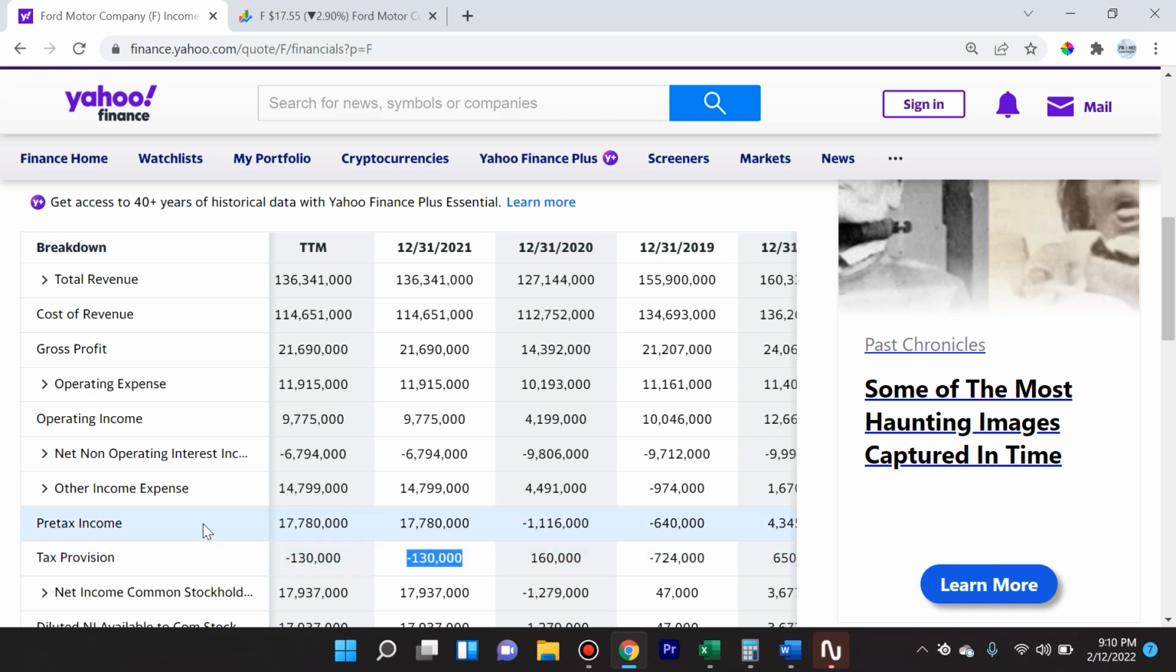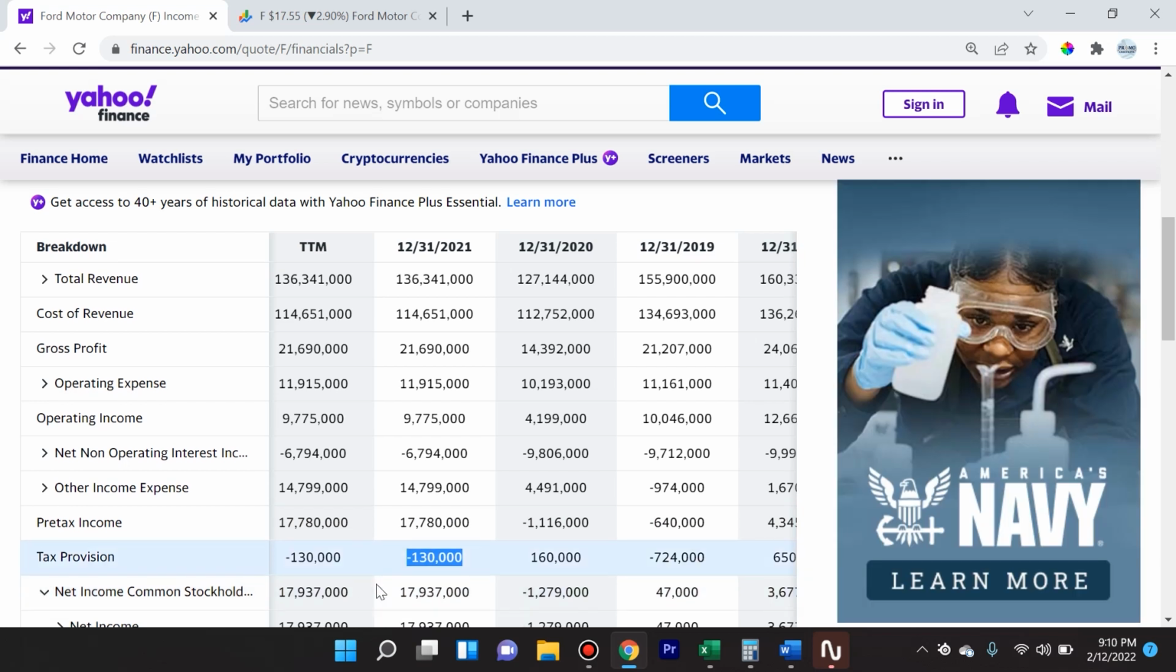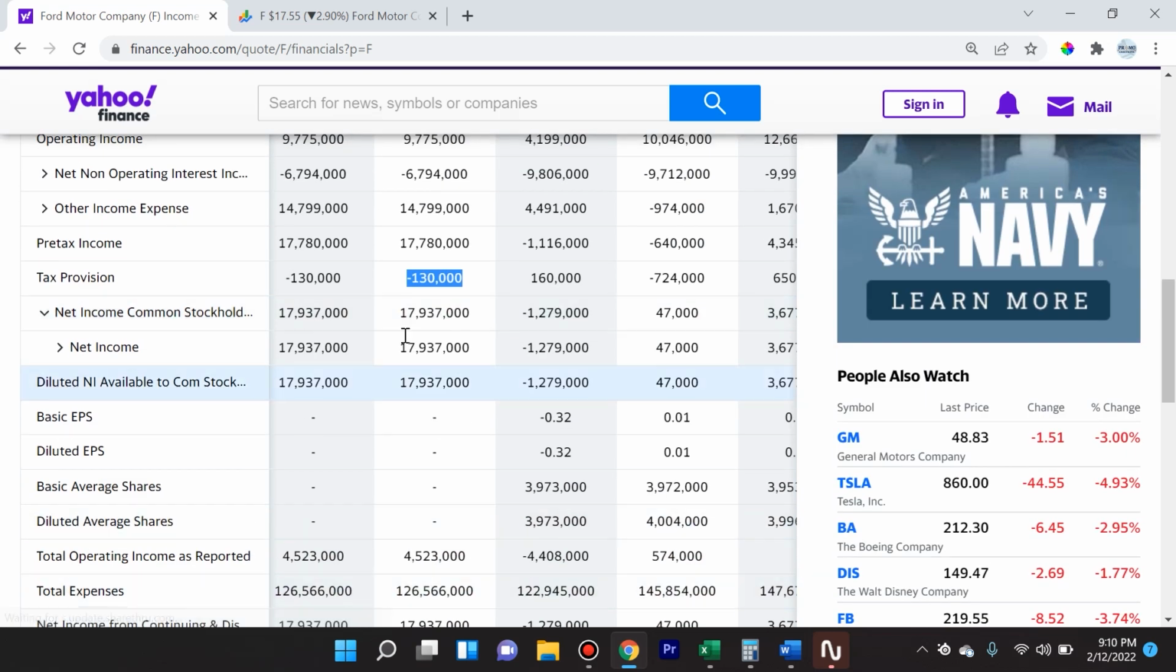So they could add this to their pre-tax income, meaning that they will come up with a net income of $17,937,000,000. And so this net income figure is very, very important. This is considered the bottom line. It's what the business actually made after all the expenses, including taxes, are accounted for.